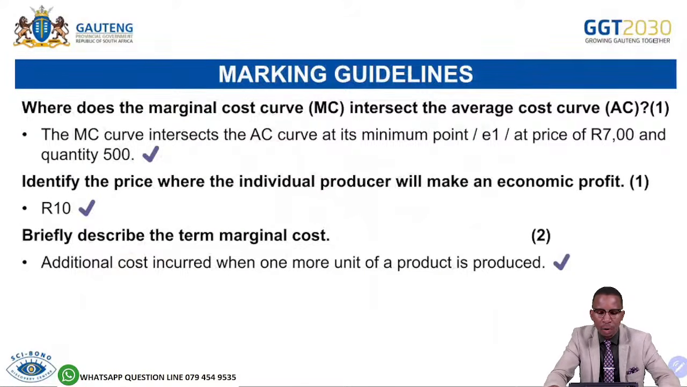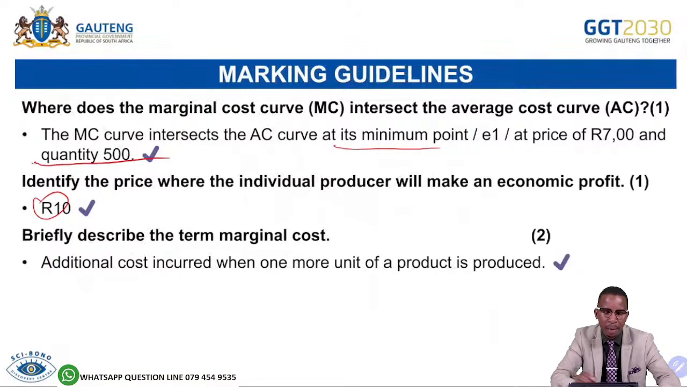Where does the marginal cost curve MC intersect the average cost curve AC? The MC curve intersects the AC curve at the minimum point, which is E1, at the price of 7 rand and the quantity of 500. Identify the price where the individual producer will be making normal profit. That is 10, where the firm will be making normal profit because average revenue is equal to the average cost. Briefly describe the term marginal cost.